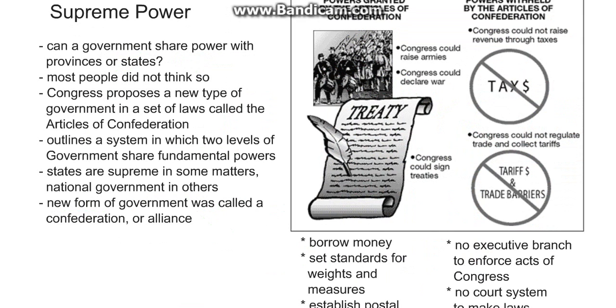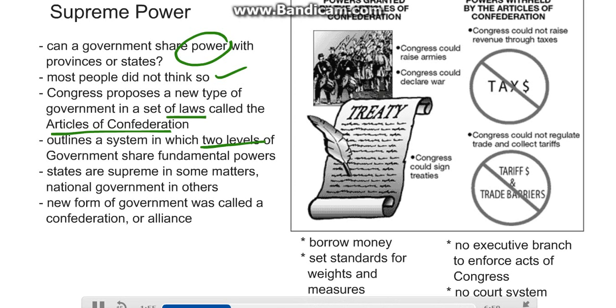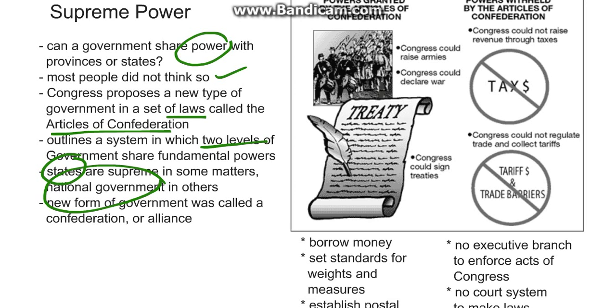The issue of supreme power. Can a government share power with states or provinces? Most people did not think that that would be possible. Congress proposes a new type of government in a set of laws that they called the Articles of Confederation. The Articles of Confederation outlined a government system where there were two levels of government. States are supreme in some matters, and the national government in other matters. And the new form of government was called a confederation or an alliance. The Articles of Confederation is the first constitution of the United States.